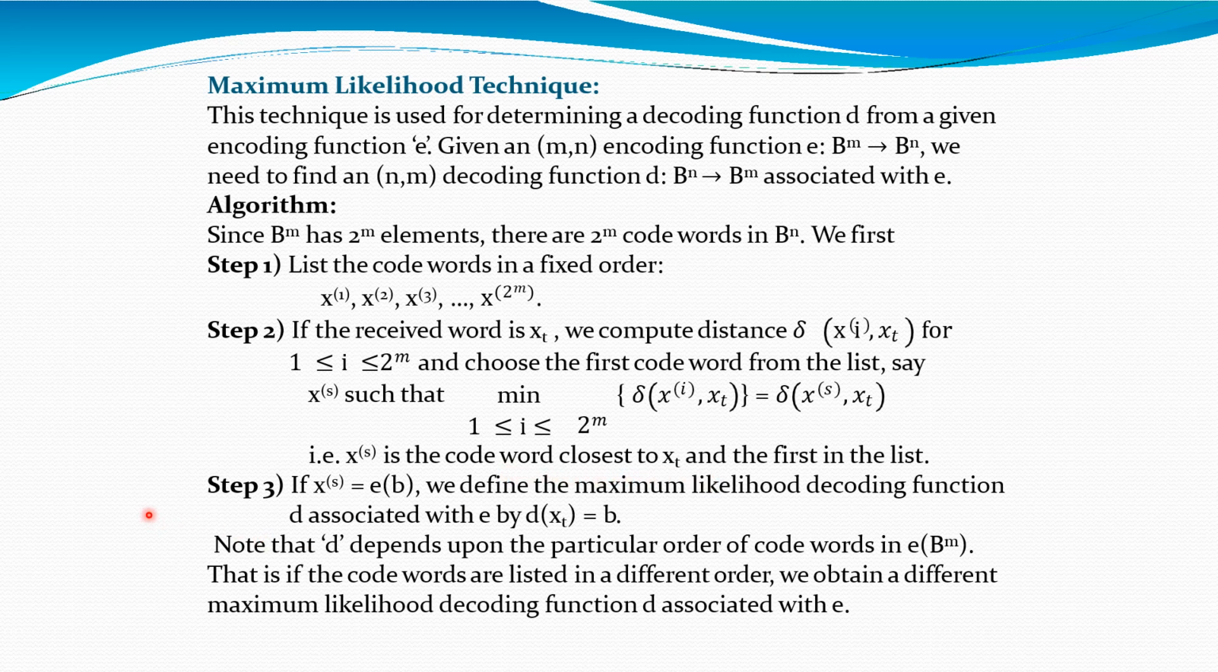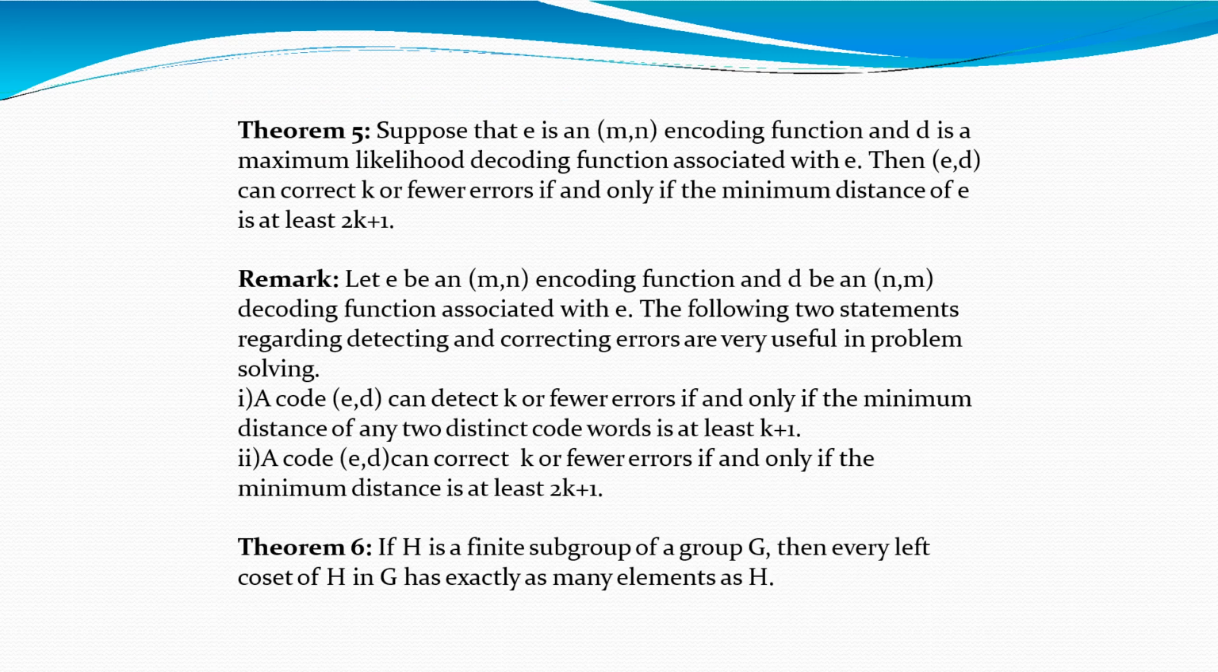Now step 3. If xs equal to E of b, we define the maximum likelihood decoding function D associated with E by D of xt is equal to b. Note that D depends upon the particular order of code words in E of Bm. That is, if the code words are listed in a different order, we obtain a different maximum likelihood decoding function D associated with E.